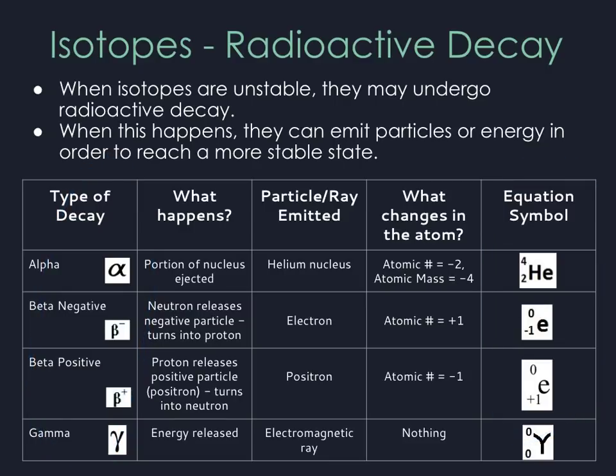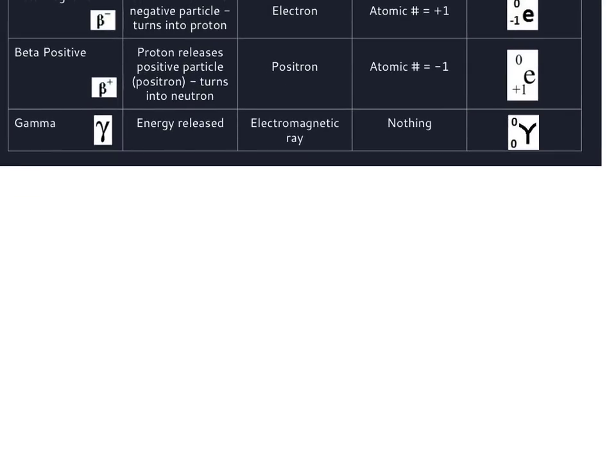So the first one is alpha decay. In order to understand alpha decay, you need to really know how neutrons were formed at the start of the universe. At the start of the universe, we had electrons, and then electrons kind of glommed together to form protons, and then protons and electrons glommed together to form neutrons. This is like the very beginning of the universe.